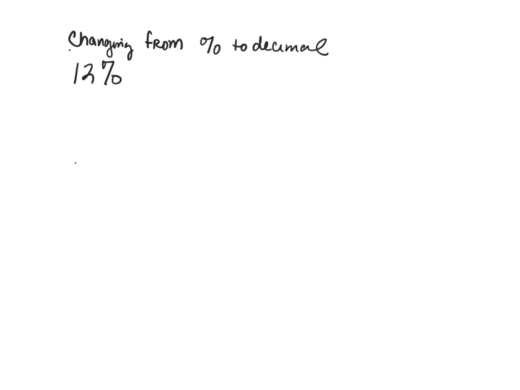Okay, so when we are changing from a percent to a decimal, we see we have 12%. So we're going to change the percent to a decimal point right here and move it 2 places to the left. Move 2 places to the left to change it to a decimal. Okay?